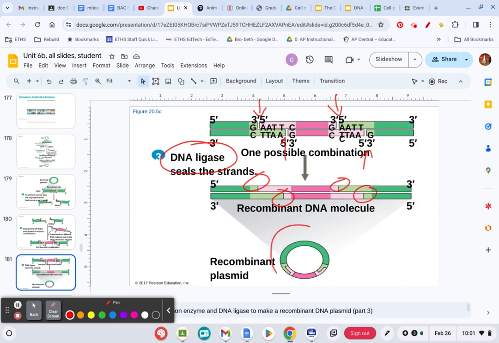And now I've got a newer, a little bit bigger circle that's going to contain my gene that I'm interested in. And that could be a gene for human growth hormone, or it could be for insulin, or for a variety of different reasons.